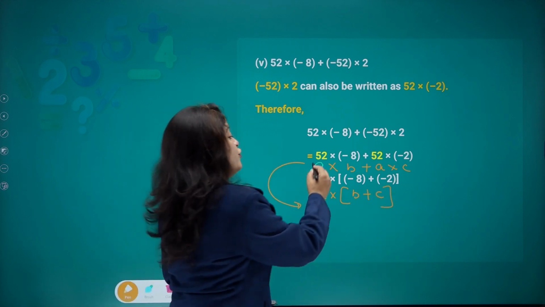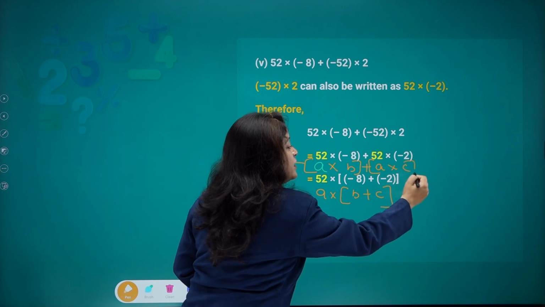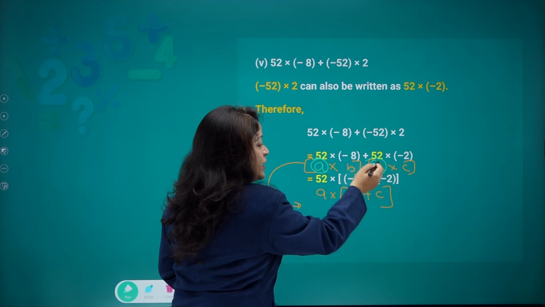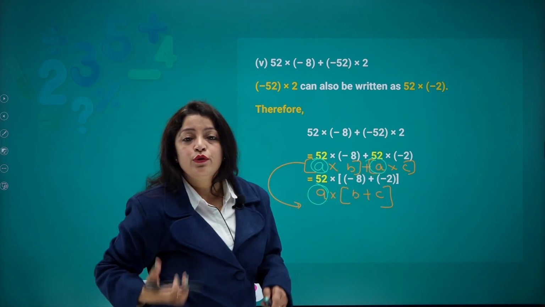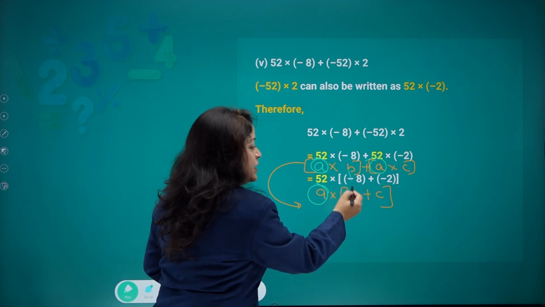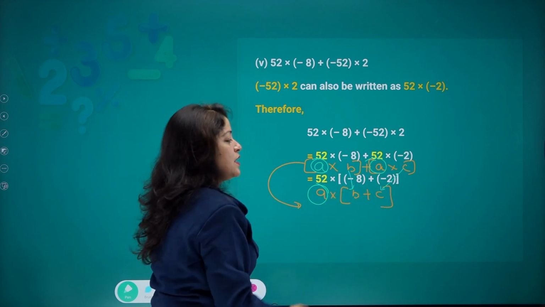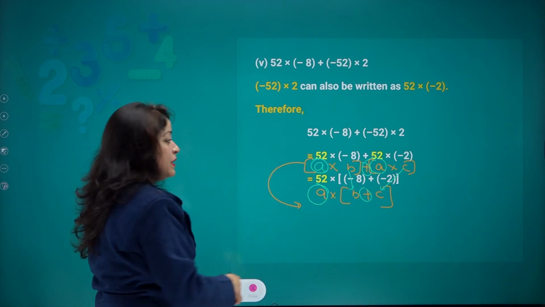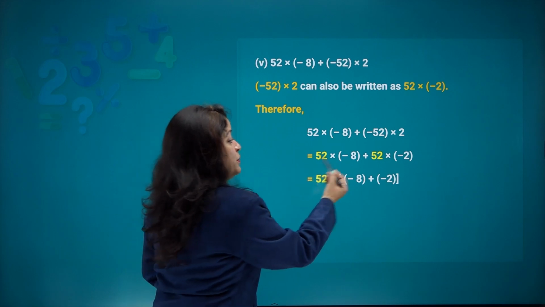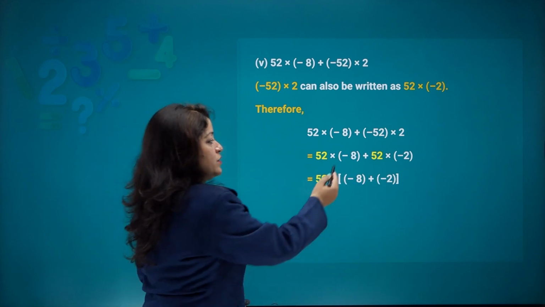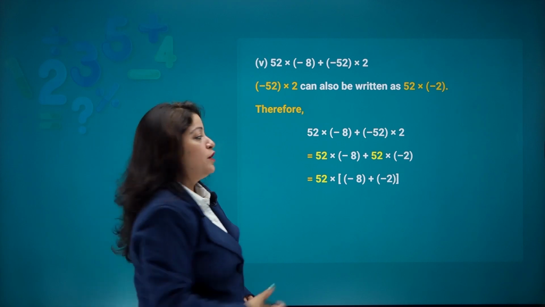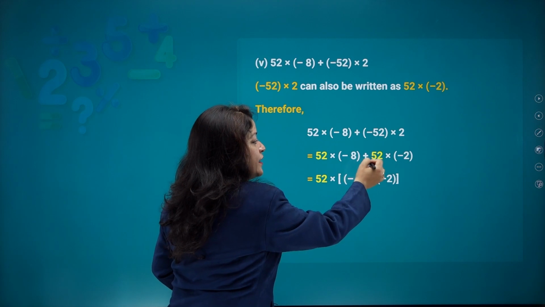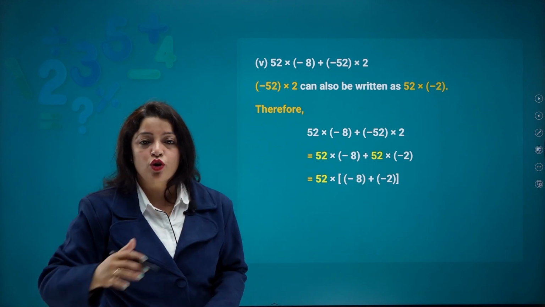From these two products, I am having a number common which is a. A is common from these two, so I can take this a common out of the bracket and then I can simply write b here. What is remaining is c and a plus sign in between. So I think this question is relatable now with the property. From these two we have taken 52 common. So what is remaining from the first is minus 8, and what is remaining from the second product is minus 2, and the positive sign between these two is copied down as it is.